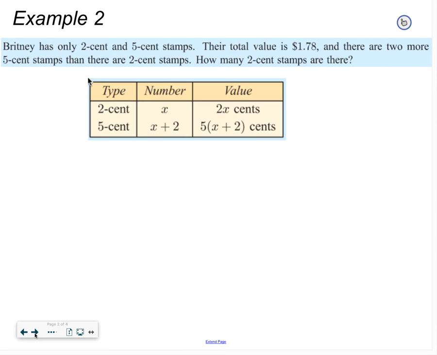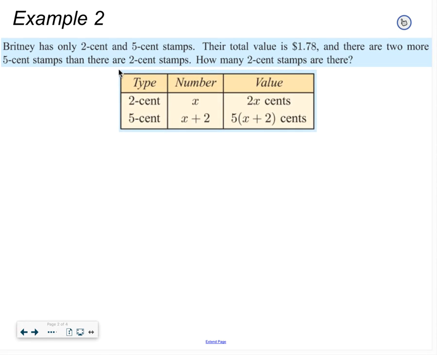All right, so example 2. Sometimes in these examples, creating a table is going to be useful in organizing our thoughts. Okay, so first read it through. Brittany has only 2-cent and 5-cent stamps. Their total value is $1.78. And there are 2 more 5-cent stamps than there are 2-cent stamps. How many 2-cent stamps are there? Again, I kind of highlight at the end how many 2-cent stamps are there. That's going to be my variable. So I'm going to let x equal 2-cent stamps.